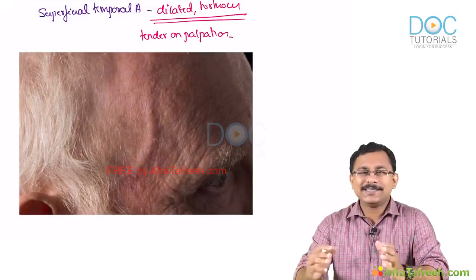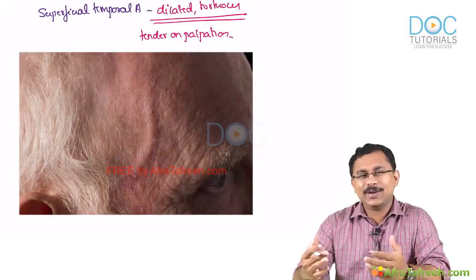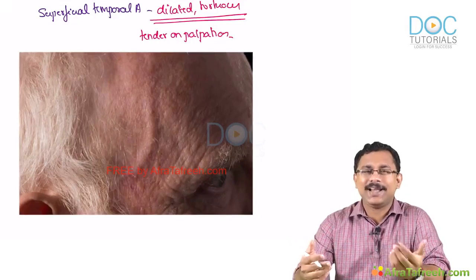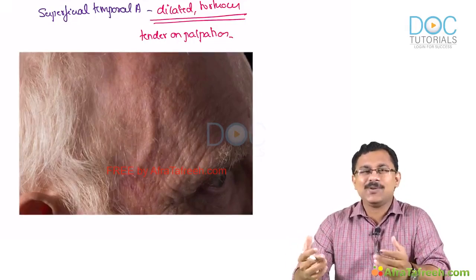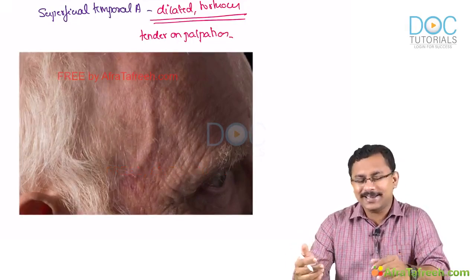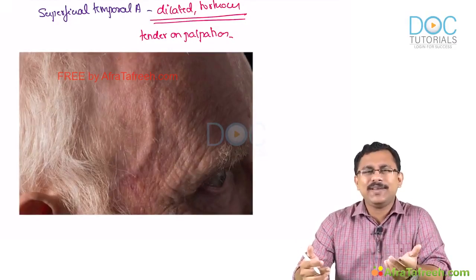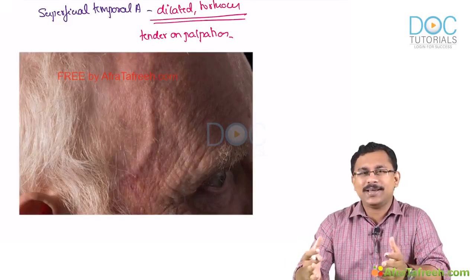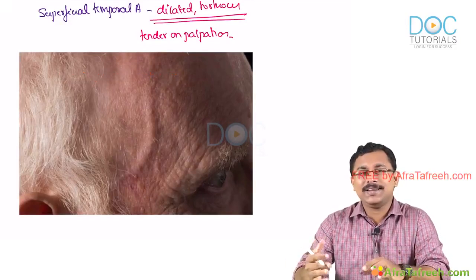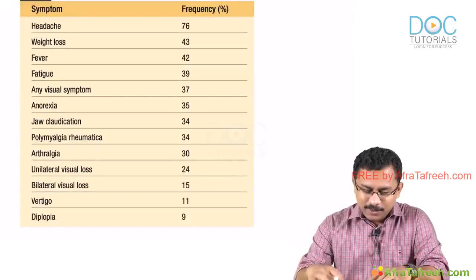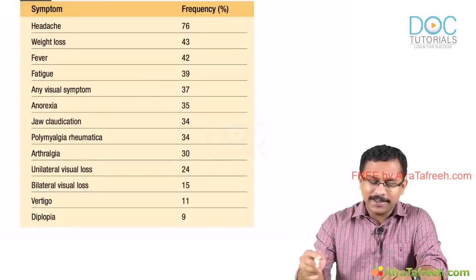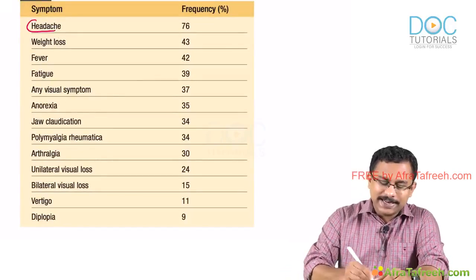So always keep this image in mind, especially when you have an elderly patient presenting with headache as a clinical scenario. This is one disease you have got to suspect, but never suspect giant cell arteritis in a patient who is say 25 years of age with headache. So the age group is very, very important in giant cell arteritis. And coming to the symptoms, we have already discussed. The most common one is headache.